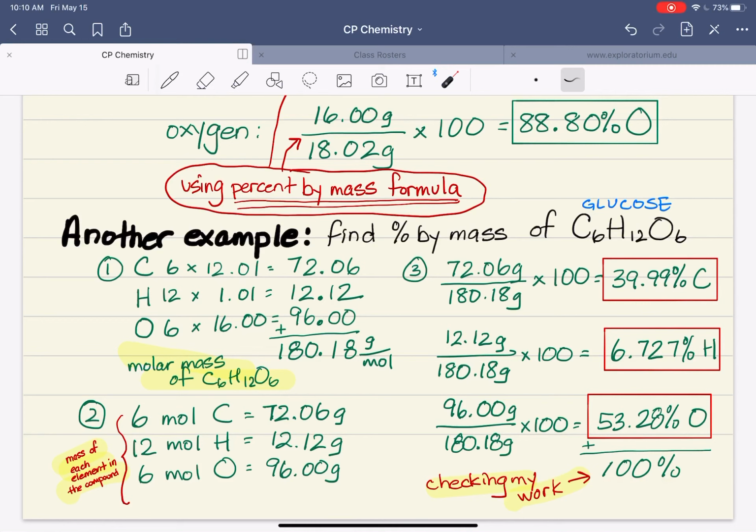It's not necessary to do that, but it's a good idea. Just double check. All the parts have to add up to a whole. If they don't, you've made a mistake somewhere. So that's a way to catch them.